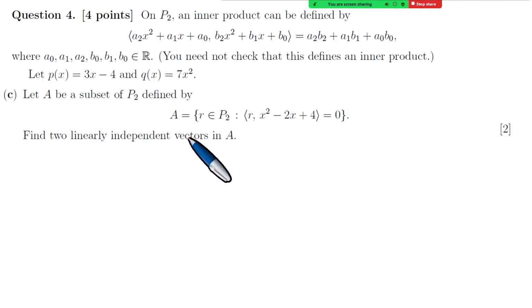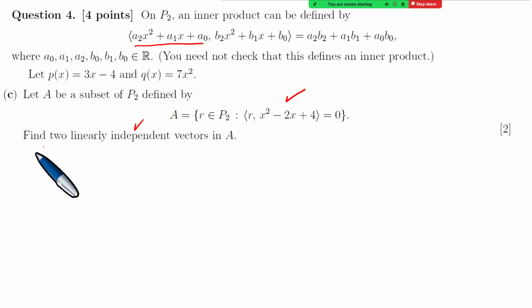Obviously at this point, we are interested in doing this question step by step. So we need to find 2 linearly independent vectors. We would have to take this polynomial here. If you take the inner product of this polynomial with this one, the result must be 0. What do we call the vectors with 0 inner products? We call them orthogonal vectors.